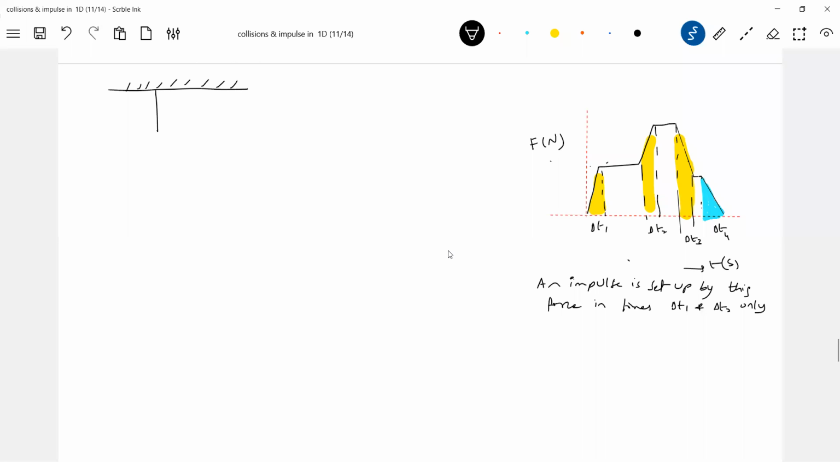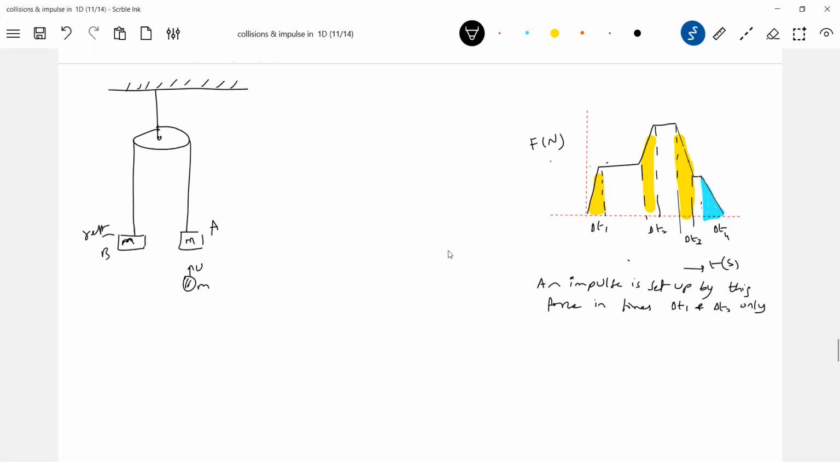Now, this is a general discussion I'm making. So this will really help you to identify in numericals whether impulse will be set up or not. Initially, they are at rest, the blocks A and B. So this is A, this is B, they are at rest, and there's a particle moving with a speed u.